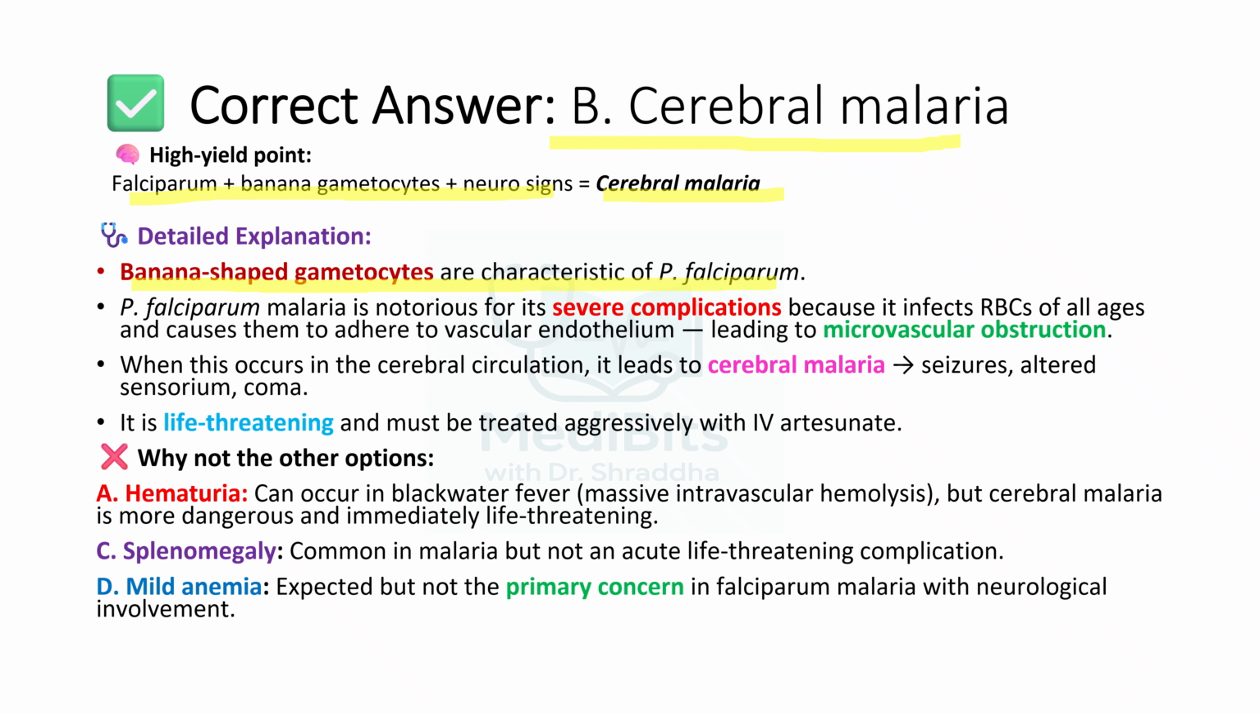Falciparum malaria is notorious for its severe complications because it infects RBCs of all ages and causes them to adhere to vascular endothelium leading to microvascular obstruction. When this occurs in cerebral circulation, it leads to cerebral malaria, which presents with seizures, altered sensorium and coma. It is life-threatening and must be treated aggressively with IV artesunate.